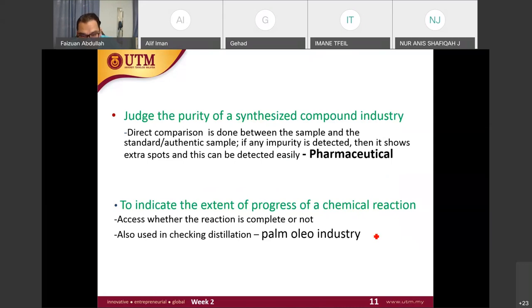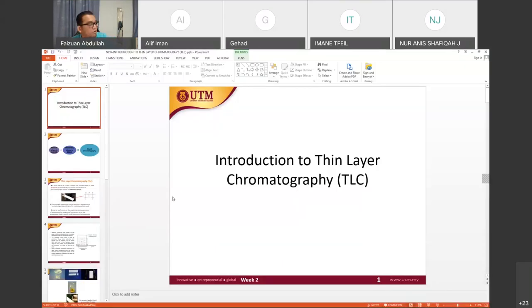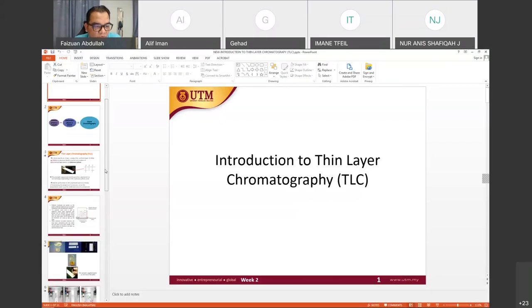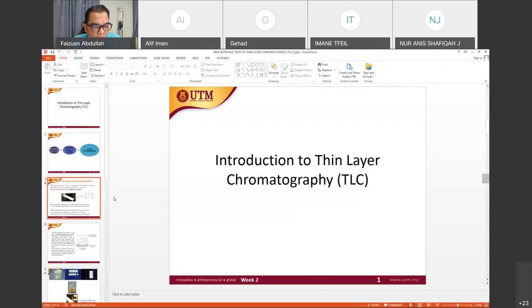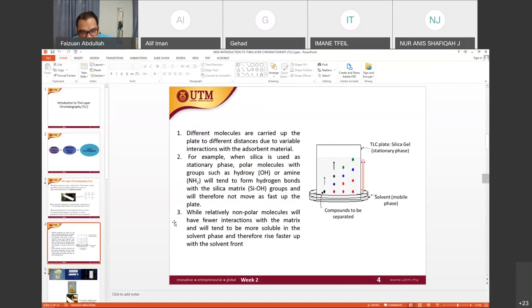It is also used in checking distillation for the palm oil industry, right? Okay, that's all for the thin layer chromatography technique. Today we will learn only about the simplest chromatography technique, which is the thin layer. It is a very simple technique, and it is still used nowadays as a screening level of an experiment, to identify impurities and so on. We still use the TLC method, all right?